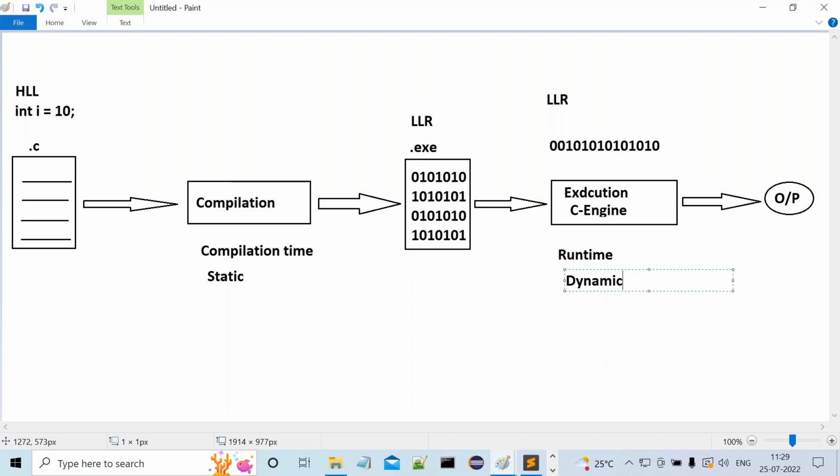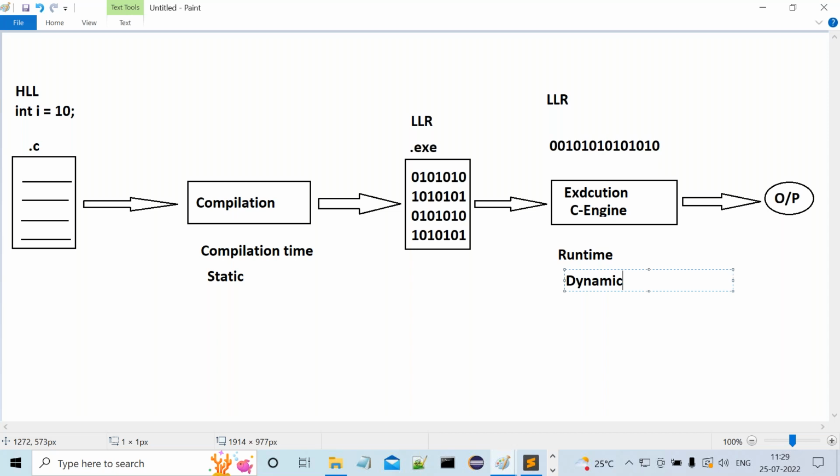Static programming language. If any programming language allows memory allocation at runtime, at a dynamic time, at execution time, then that programming language is called a dynamic programming language. If in any programming language the memory allocation is going on at compilation time, that programming language is a static programming language.